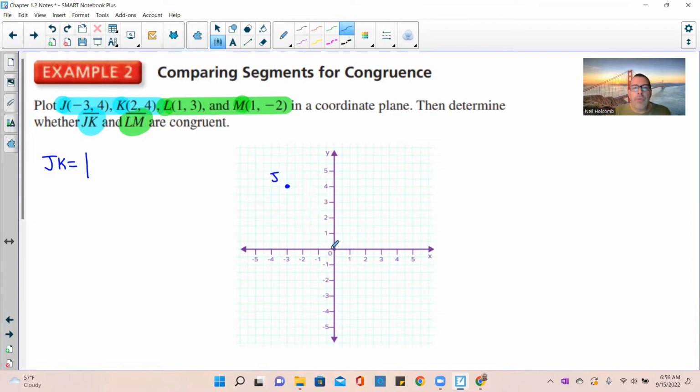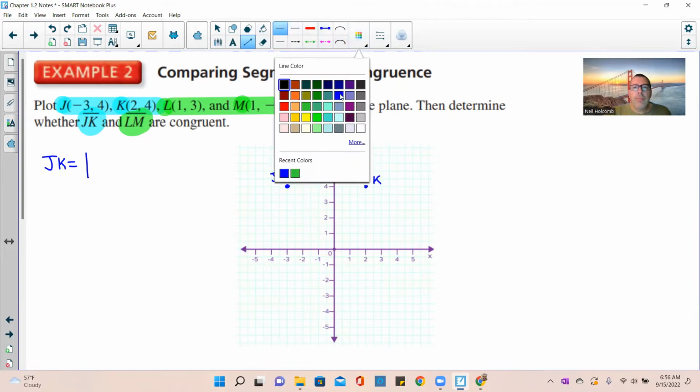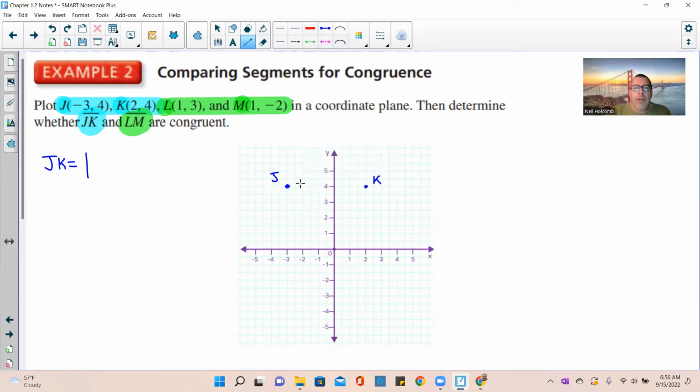And then K is right 2, up 4. So K is right here. I will connect those. So I'm going to draw a segment from J to K. So there's segment JK. So we plotted that one.